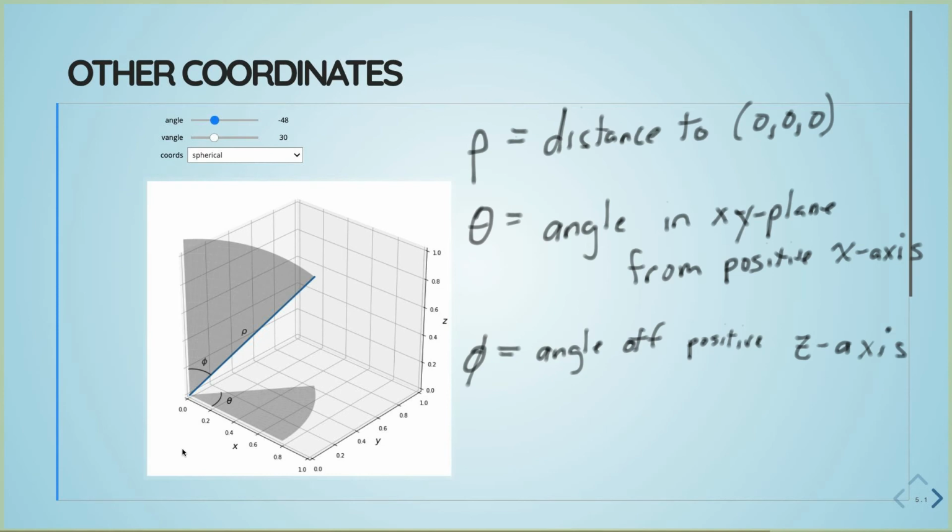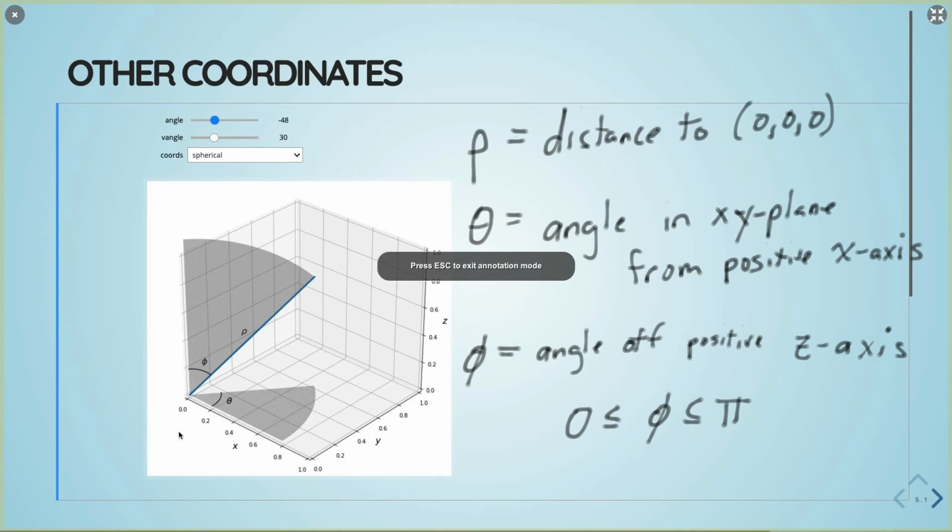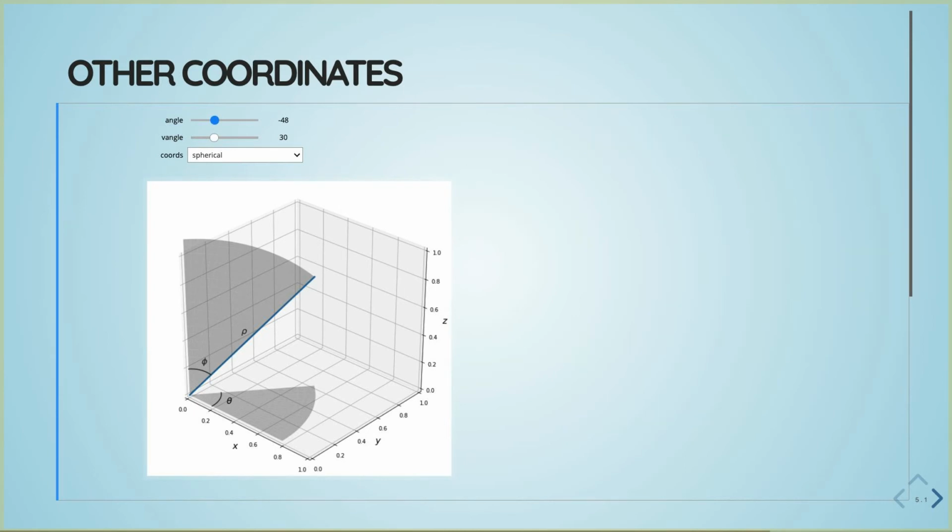So it's important to note that we're going to keep phi in the range from 0 up to pi only. We don't let it wrap around past pi, because then we would have different ways of specifying the same point. So that's our definition of spherical coordinates. We can quickly work out a nice translation between all of our systems of coordinates.